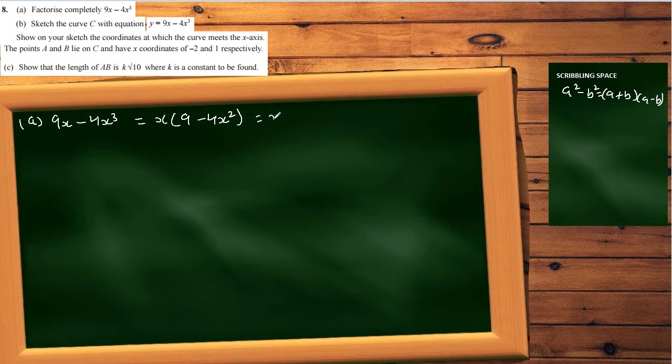So what I'm trying to say is this: the 9 can be written as 3 squared, minus 4x squared, which can be written as 2x whole squared. So this is a squared, this is b squared. From this relationship, we can write this as 3 plus 2x, that is a plus b, into 3 minus 2x. Now this is the complete factorization of this. So you see that this has these three factors. So that was part A.